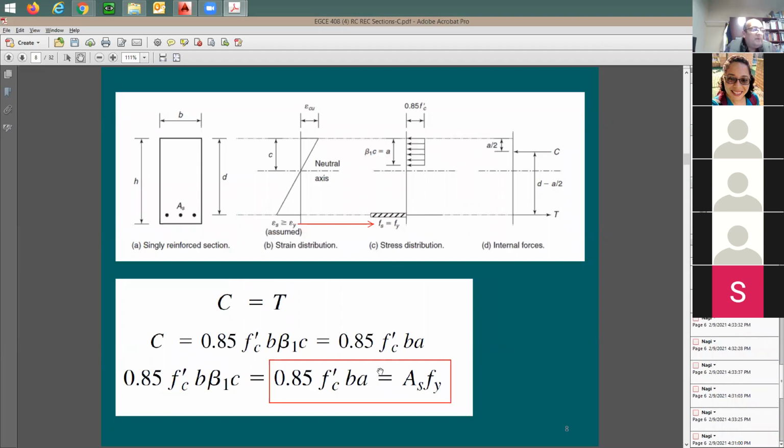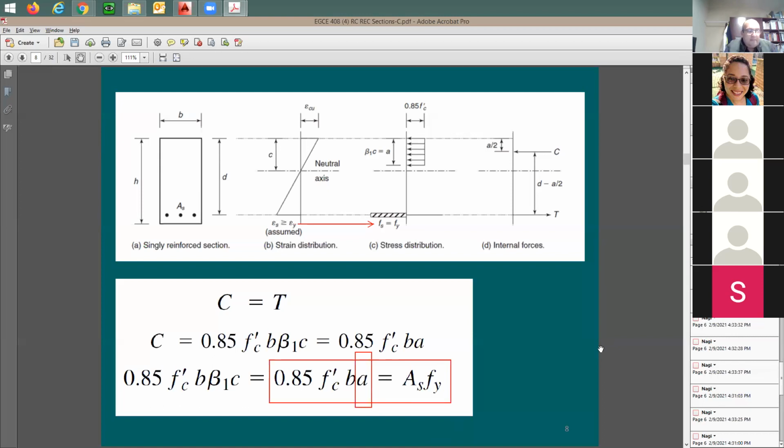So great. Now let me set here the tension equal to the compression. Let me see what variables I have. What are the missing variables? I'm going to say 0.85, just a constant. F prime c, you have it. Am I correct? We have this. How about b, the width of the beam? Is it given? Yes, given. How about a? Do you have a? I'm going to say no, I don't have this a. This is going to be my unknown. I don't have a, I don't have c, but if you give me a, I can find out c. If you give me c, I can find out a, because the relationship between them is going to be this beta one. How about As? Do you have As? Yeah, I have it. How about Fy? Given. So where's the only unknown? It's going to be this a. Now, can you solve for a out of this equation? You say, yeah, because a is going to be equal to the tension force, As times Fy, divided by 0.85 f prime c times b.